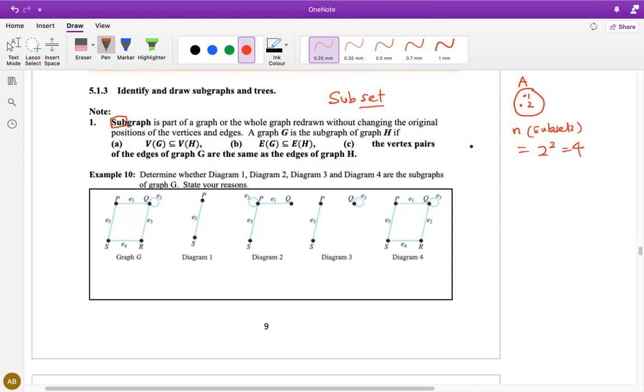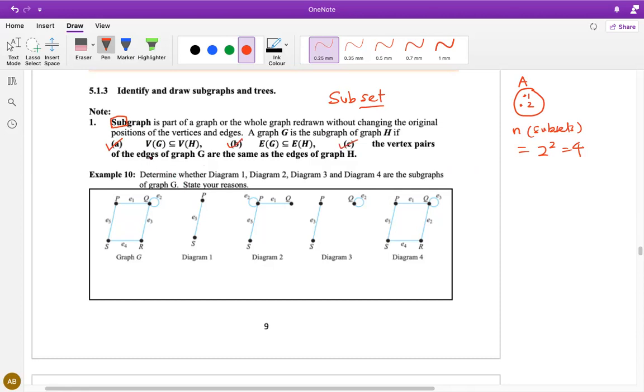But for graphs, there's a similarity here, but you cannot find out how many subgraphs there are. Okay, you can if you want, but it's different from subsets. You don't need to worry. The question will not ask you to find the number of subgraphs for a certain graph. It just asks you to identify the subgraph. So what do you mean by subgraph? Very simple. You just follow the 3 criteria, A, B, and C.